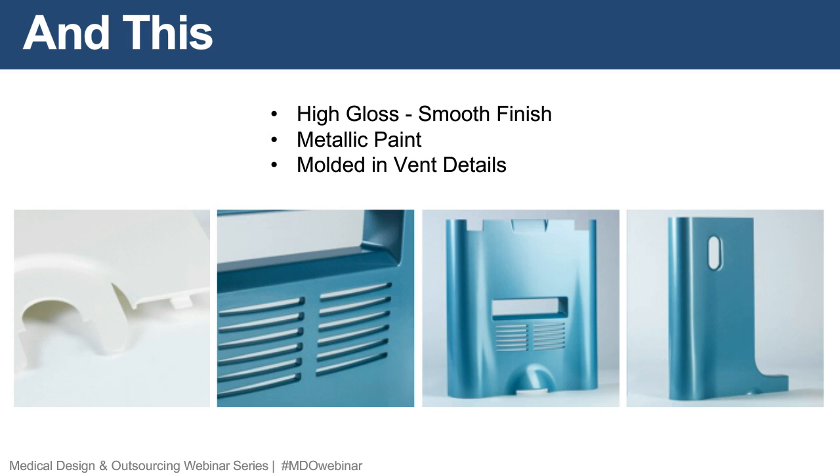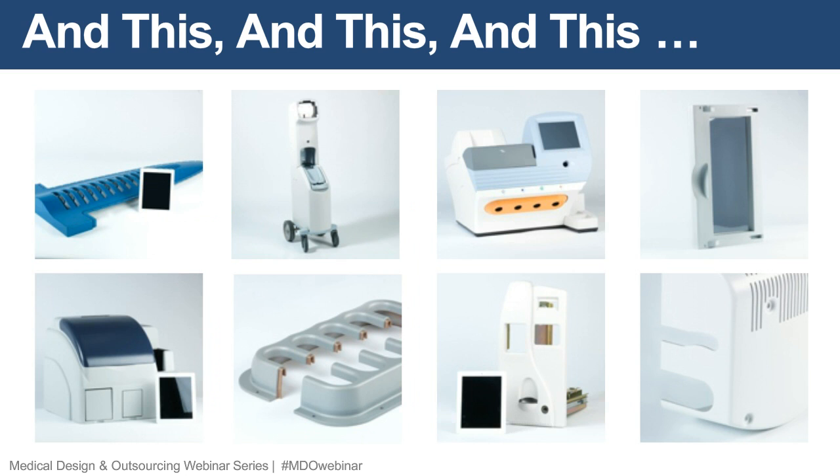And this, high gloss, smooth finish, metallic paint, molded in vent details, interlocking attachment points. These are all possible with pressure forming. And this, and this, and this. If you go left to right on the attached photos, you can see that pressure forming can solve many of your enclosure issues, from large parts to significant vented in detail, attachment points, multi-part assemblies, tall parts, small parts, wide parts, parts that have bonded on polycarbonate, parts that have EMI RFI shielding, and parts that attach to sheet metal frames.